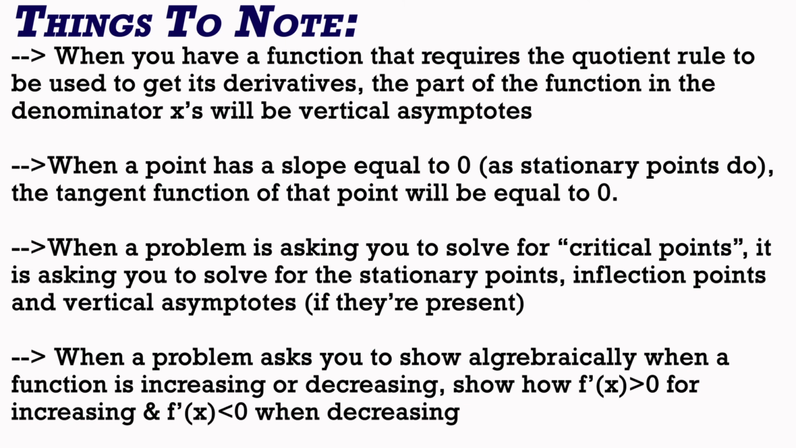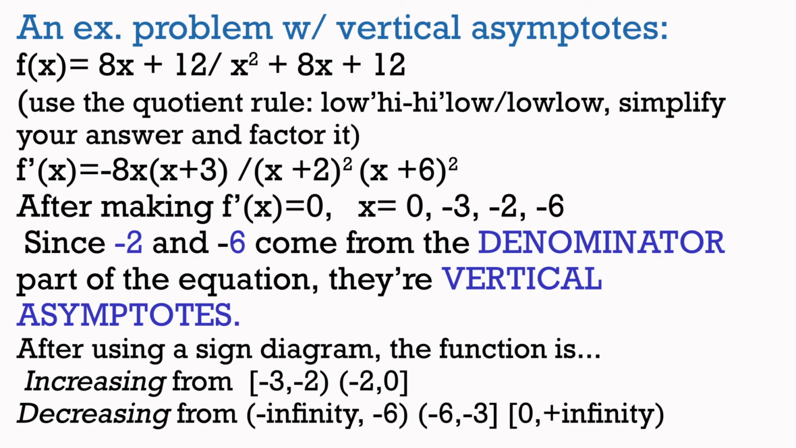Now, things to know. When you have a function that requires the quotient rule to be used to get its derivatives, the part of the function in the denominator's x's will be vertical asymptotes. Here's an example of a problem with vertical asymptotes. Since negative 2 and negative 6 come from the denominator part of the equation, they are vertical asymptotes. As you can see, the intervals involving negative 6 and negative 2 are surrounded by parentheses, as they are not a defined point on the graph. The graph actually can never be equal to those points as they are vertical asymptotes.